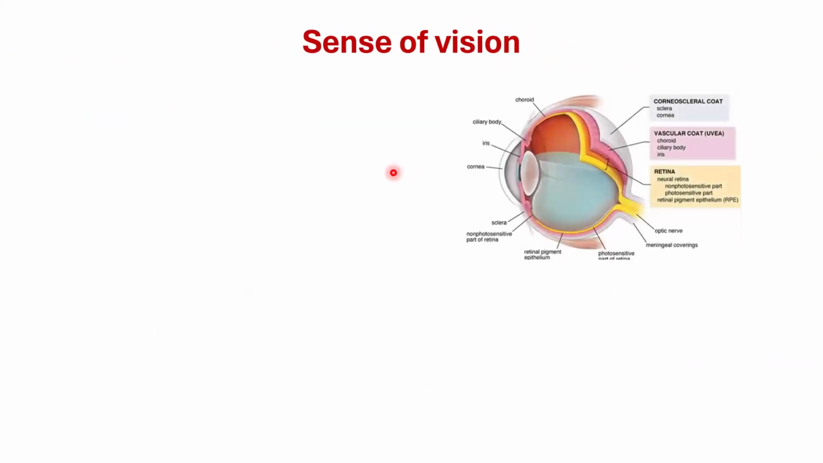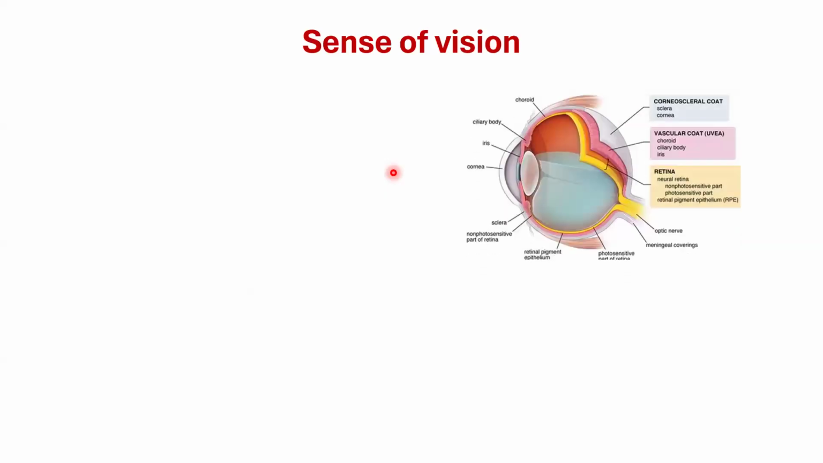And maybe now to the other special sensation, which is vision. For vision, we know the eye is the organ for vision, and specifically the retina. So we can remember that the eye has three tunics: the outer tunic, the middle tunic, and the inner tunic.